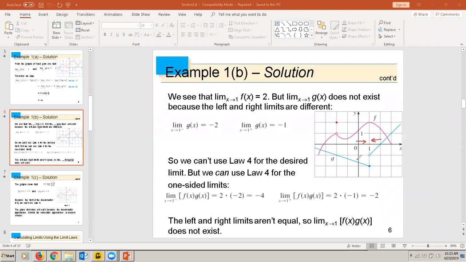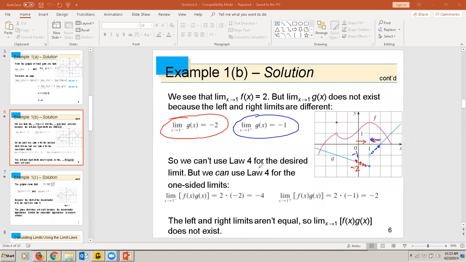Well, when I approach x equals 1 from the left side, I'm putting these red dots. Notice the y value is getting closer and closer to negative 2. So the limit as x approaches 1 from the left side for g of x is negative 2. All right, now let me approach from the right side. We do this with a blue arrow. I'm going to approach x equals 1 from the right side. When I do that, I'm moving down on this blue curve. I'm drawing some dots here. Notice the y value is getting closer and closer to negative 1.